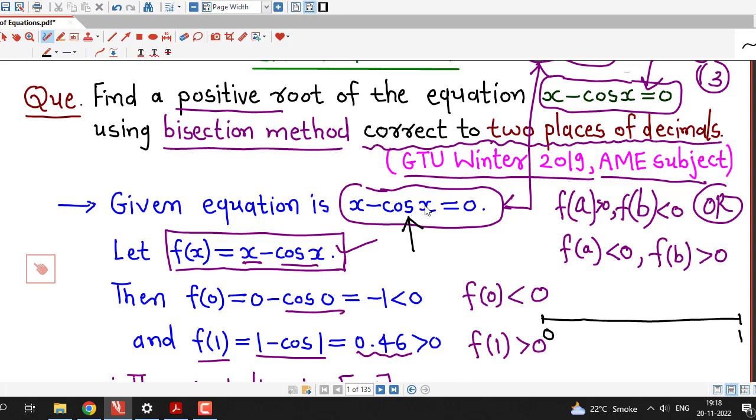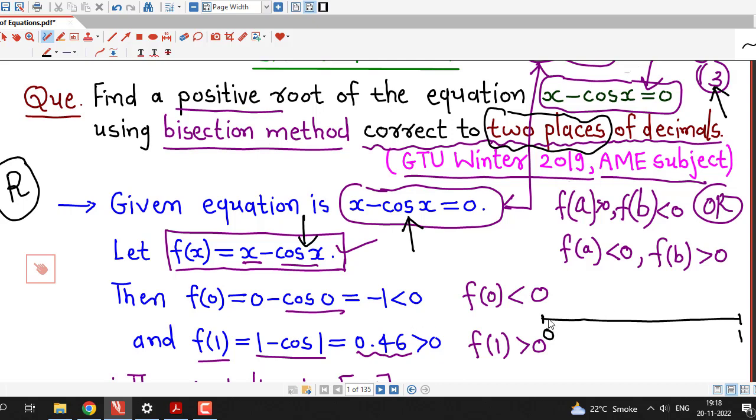And here we have cos x, which is a trigonometric function, so while doing all these calculations we will consider radian mode. Keep your calculator in radian mode for evaluating this type of trigonometric function. And here our answer is required correct up to 2 decimal places, so I have done all my calculations by fixing my calculator up to 3 decimal places.